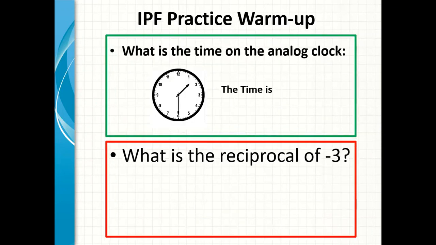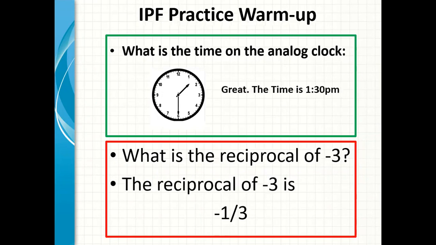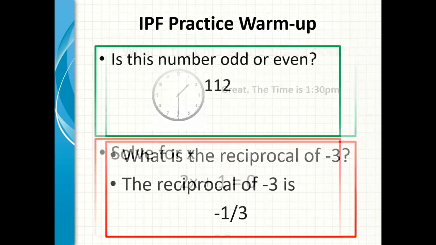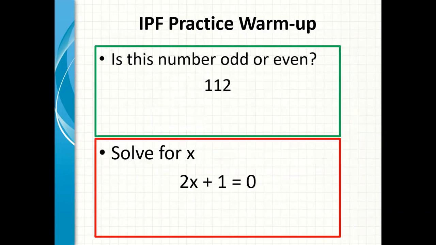So now you see they went from rounding to what time is it? They went from factoring a binomial to a reciprocal. Totally different. All right, write your answer down. Show here how many got 130, how many got negative 1/3. I can see the answers. IPF, no worksheet. Here's another one. Odd or even. Solve for X.